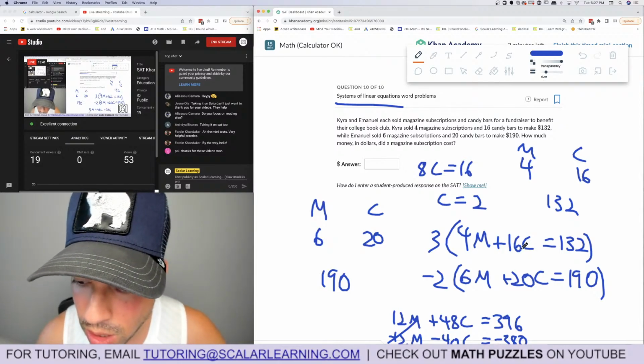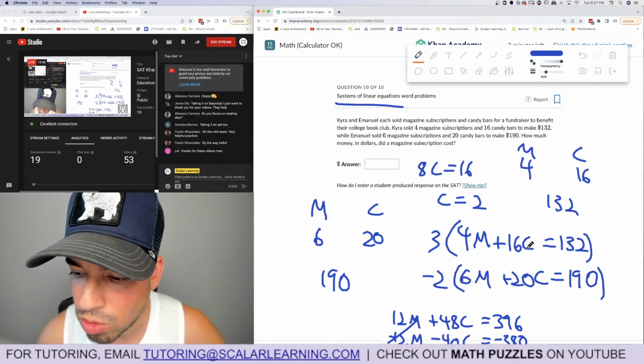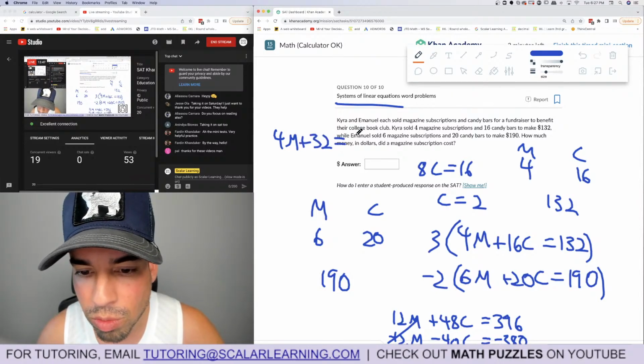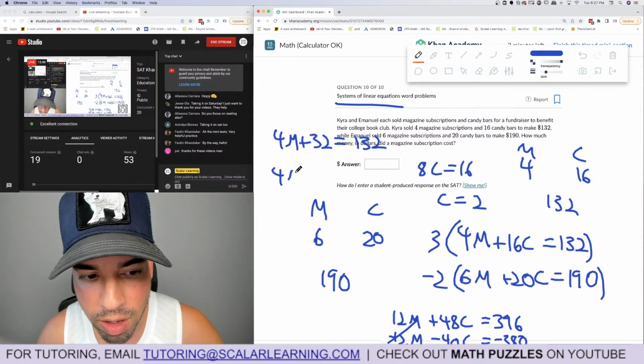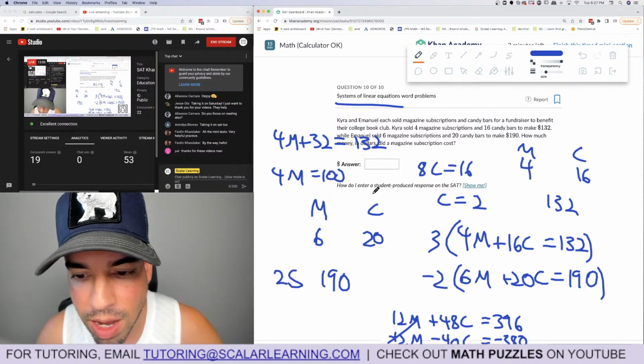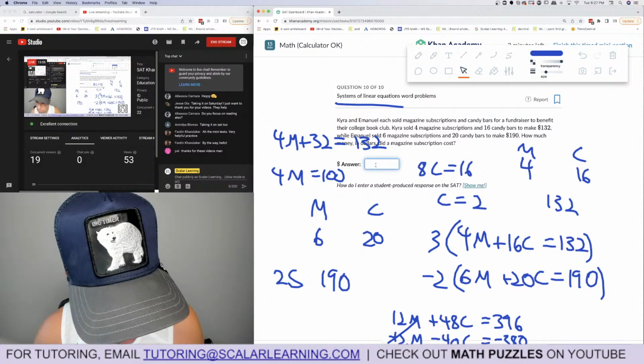So if C equals 2, now plug it back into whichever equation. C equals 2, that's 32. 4M plus 32 equals 132. 4M equals, subtract 32 equals 100. M equals 25. 25 is the winner.